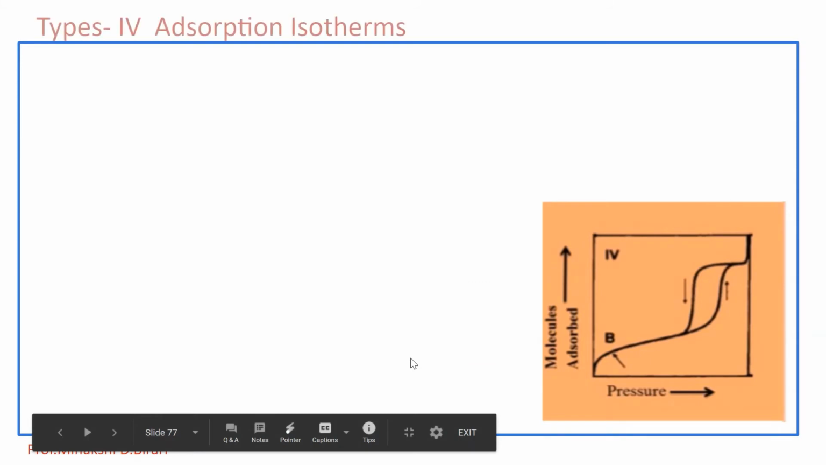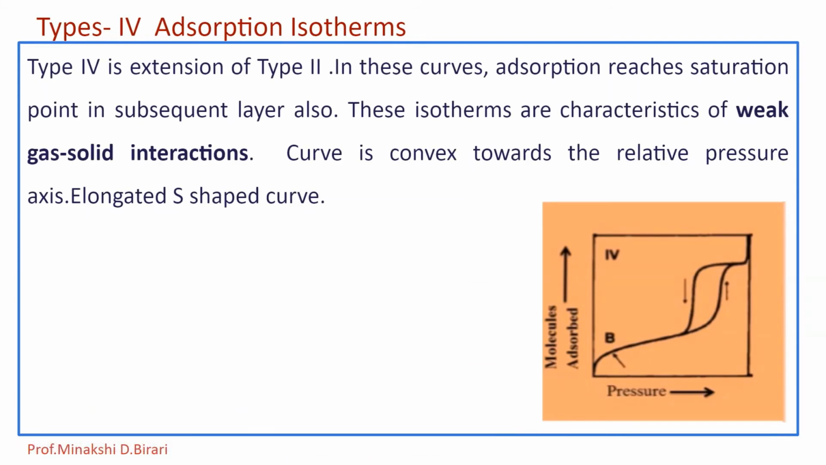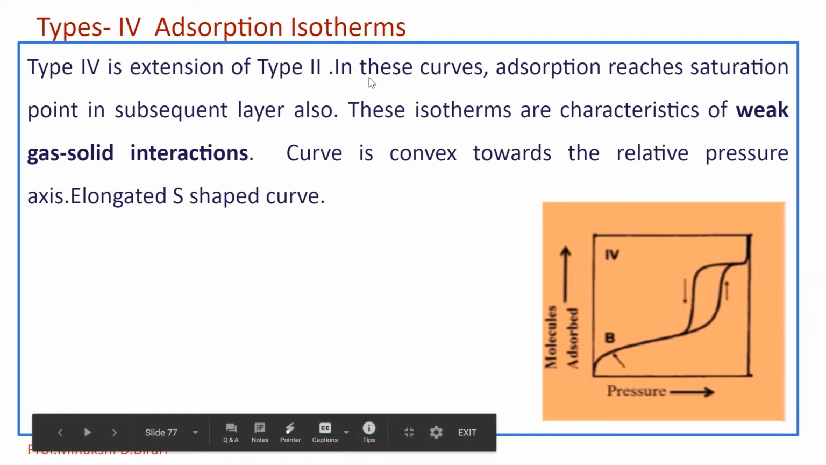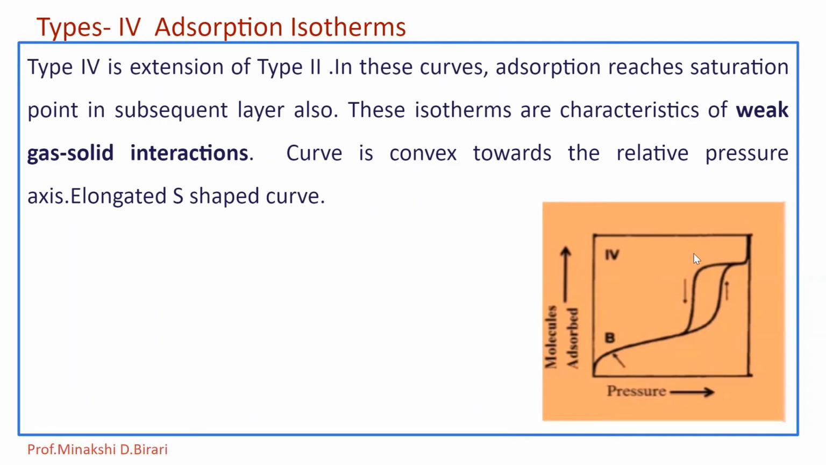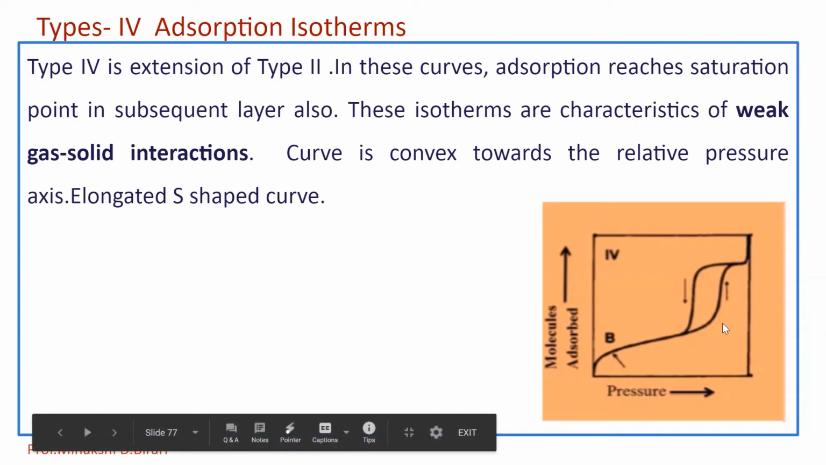Now the next one, type fourth adsorption isotherms. This type fourth, it is the extension of type second. In these curves, the adsorption reaches the saturation point in subsequent layers also. These isotherms are characteristic of weak gas-solid interactions. Here the curve is convex towards the relative pressure axis. So there is an elongated S-shaped curve.